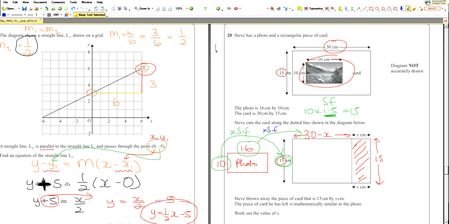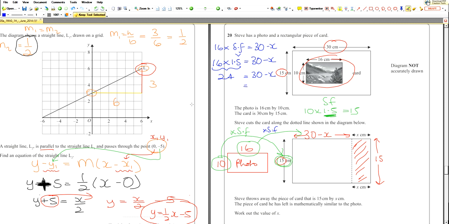So we're going to say 16, the original length of the photo, times the scale factor will give us the new length. The new length is what? 30 minus X. What did we say earlier the scale factor was? 1.5. So 16 times 1.5 is equal to 30 minus X. Now what is 16 times 1.5 first of all? 24. That will give you 24.